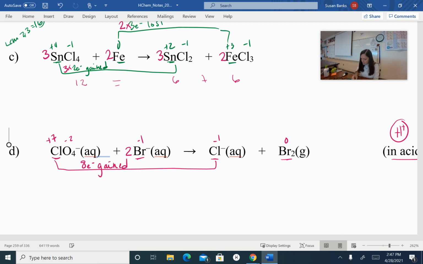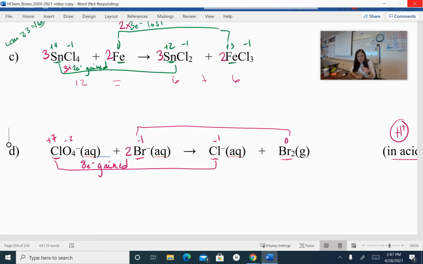Okay, now think of this. We are dealing with not 1 bromine, but 2. So each bromine atom is going from a -1 to a 0, which is losing 1 electron, but we've got 2 of them. So we are really losing 2 electrons. Okay, so we need to be mindful of that. 2 electrons is what is being lost.